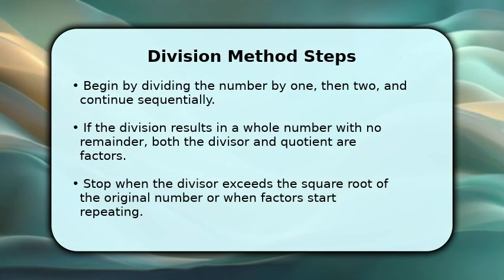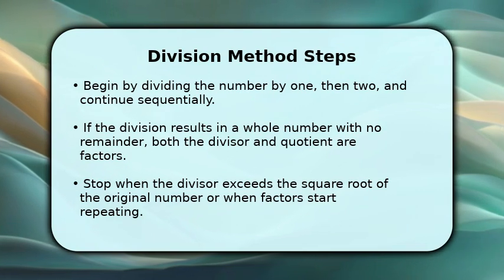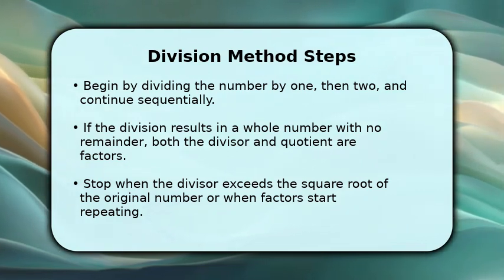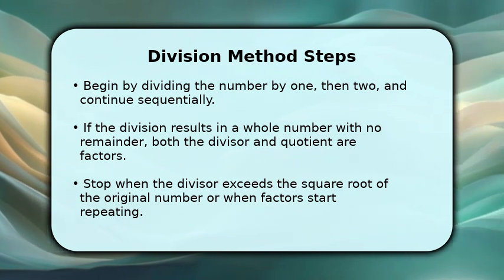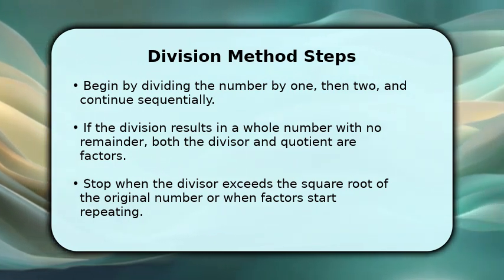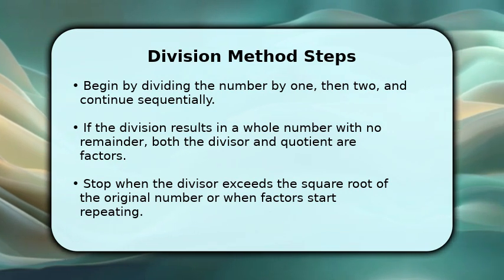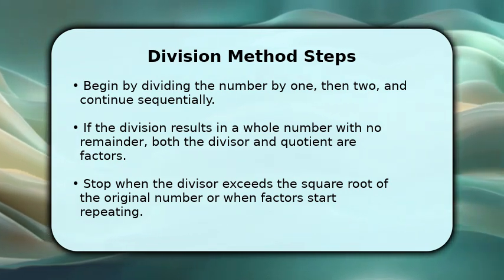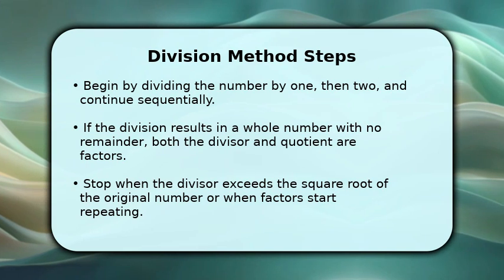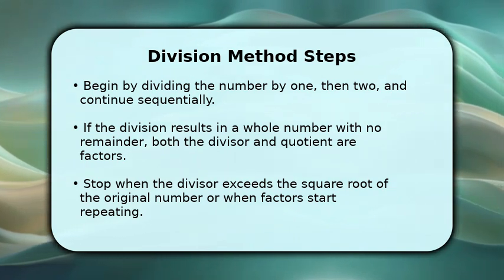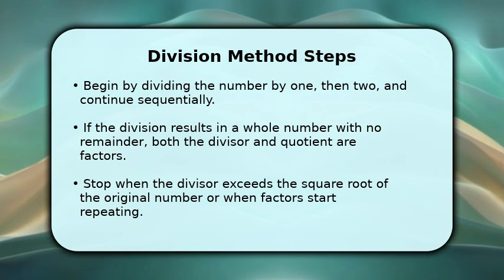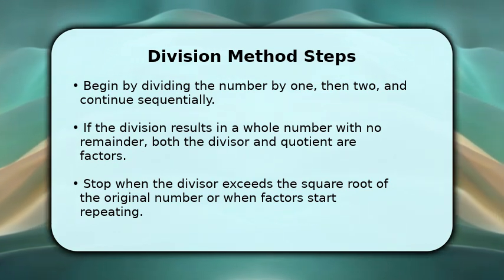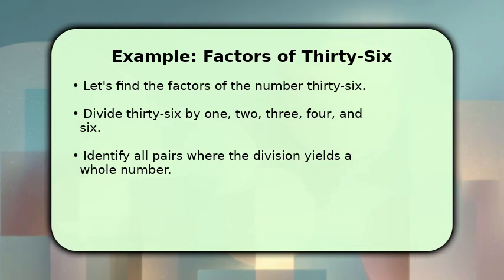To begin, take your chosen number and systematically divide it by consecutive whole numbers, starting from 1. If a division yields a whole number with no remainder, then both the number you divided by and the result of that division are factors. Continue this process until your divisor is greater than the square root of the original number, or when you notice factors starting to repeat, indicating you have found all pairs. Let's apply this to find the factors of 36.